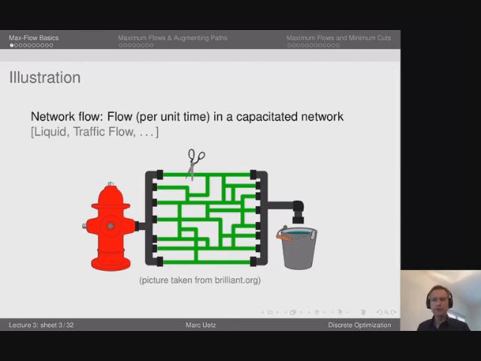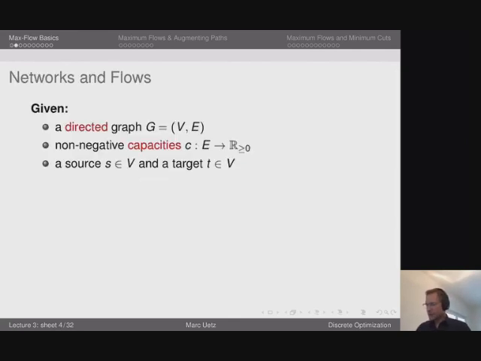Now let me come to the mathematical definition of a flow in a network. We are given a directed graph, G. E is a set of directed edges, and each of these edges has a non-negative capacity C. That's the amount of flow that can go through this edge at any point in time. And we have a designated source vertex S, and a designated target vertex T, and we would like to compute the maximum flow that can go from S to T.